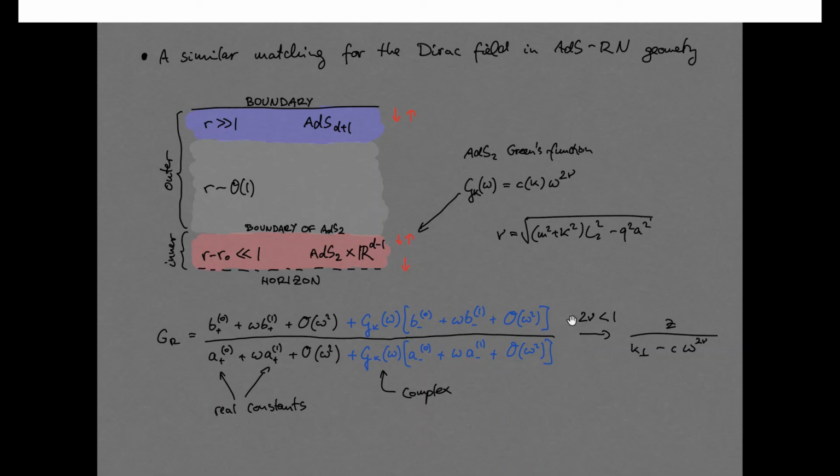If nu is less than a half, then we can neglect most terms in this expansion, and we end up with this simple form for the Green's function: some number divided by k perp, the distance from the Fermi surface, minus some complex number times omega to the 2 nu, which is just an irrational number. So this is the Green's function of a non-Fermi liquid, and you can compare it with the Green's function of a Fermi liquid, where the self-energy had a quadratic behavior in omega, which was subleading compared to the energy.